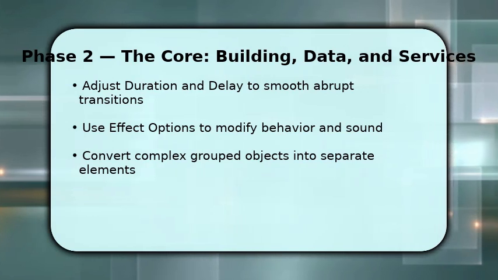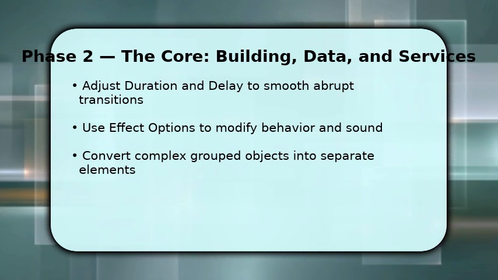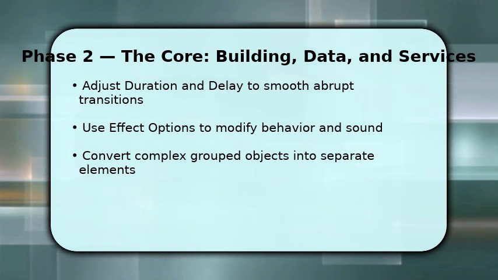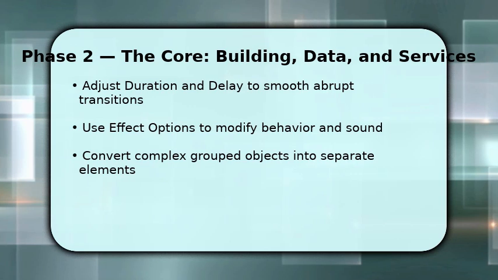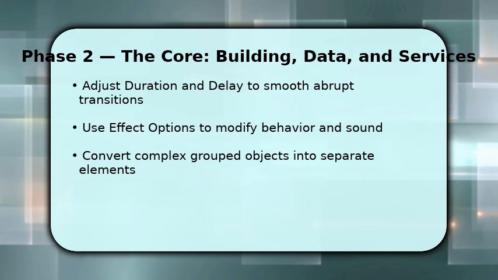Next, focus on timing and effect properties. Select an effect and set duration and delay so animations don't overlap or feel rushed. Once done, open effect options to control motion path direction, text animation by word or letter, or attach sounds. These settings explain why an effect appears wrong.